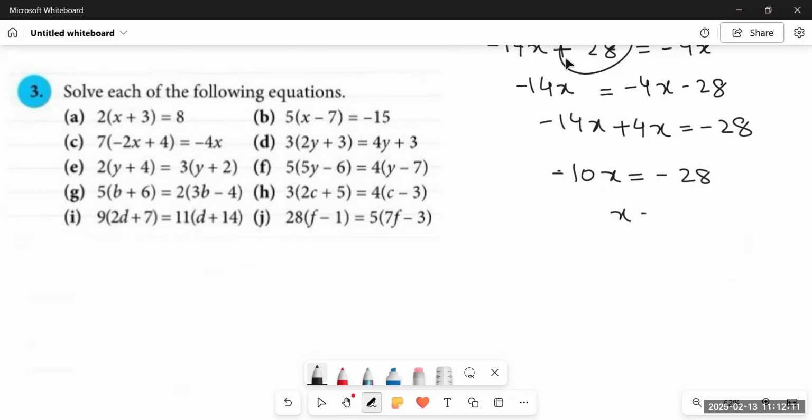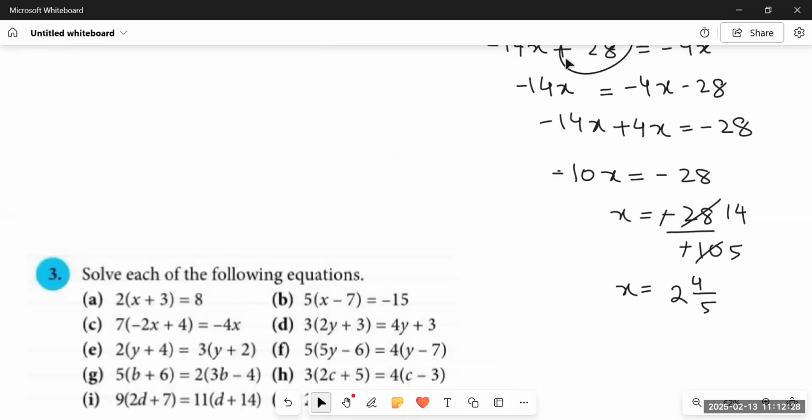Then x is equal to minus 28 upon minus 10. Minus minus cancels. 2 5s are 10, 2 14s are 28. So you can convert it into a mixed number. 5 2s are 10, so 2 and 4 upon 5. Right?